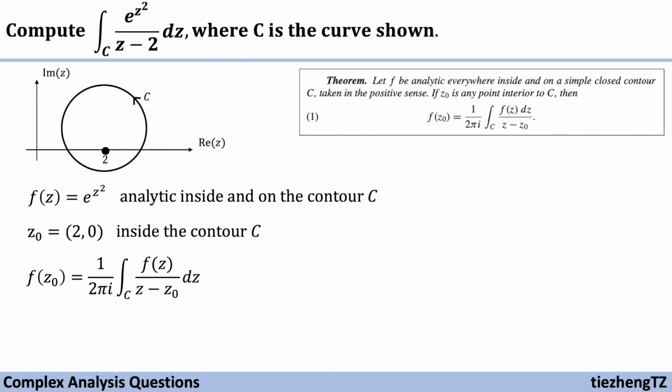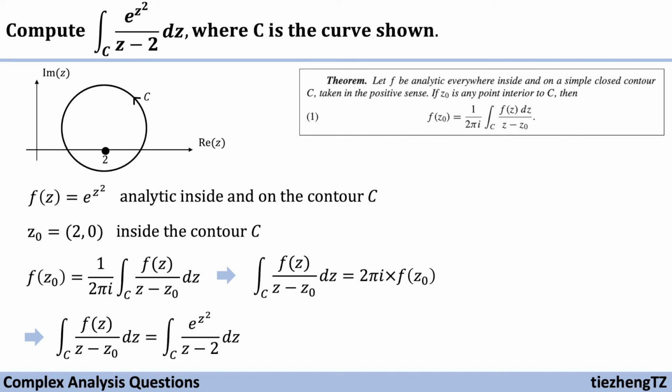Okay, now let's rearrange this given formula. If we move 2 pi i to the other side, we have the integral of f(z) dz over z minus z0 equals 2 pi i times f(z0). So let's substitute: here f(z) is e to the power of z squared and z0 is 2.